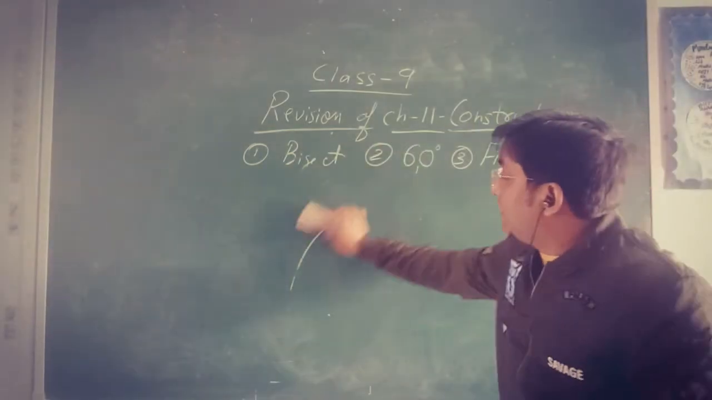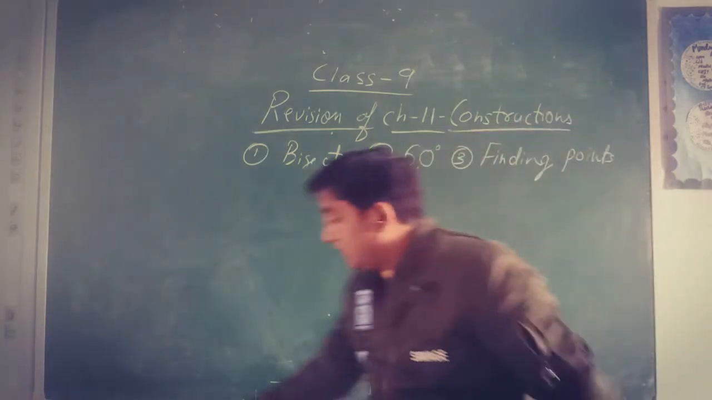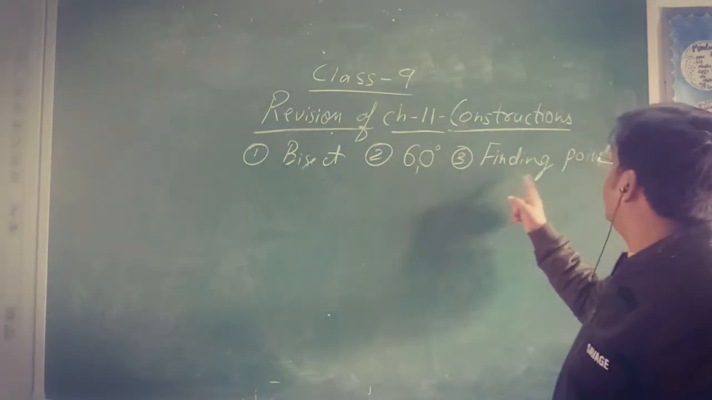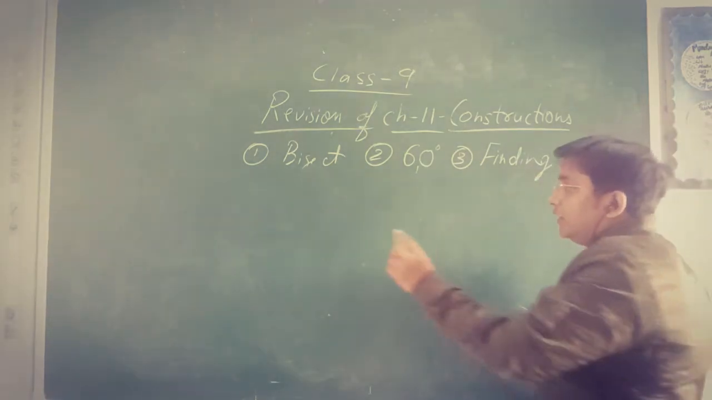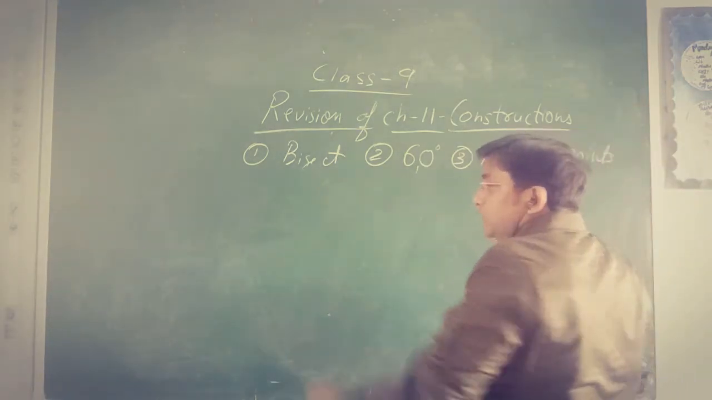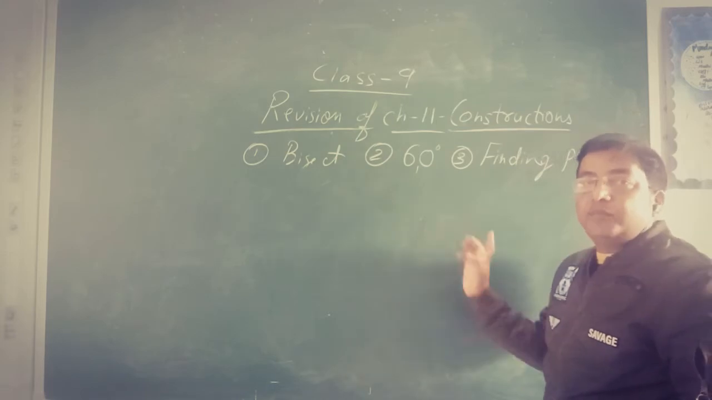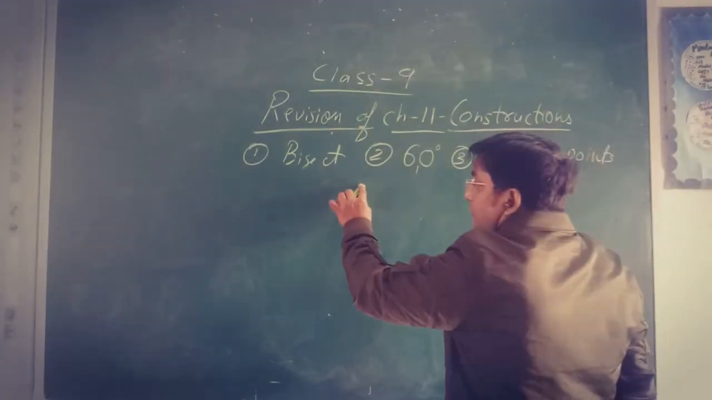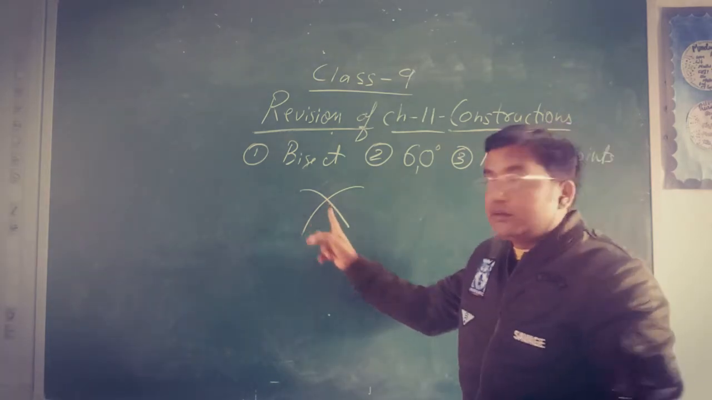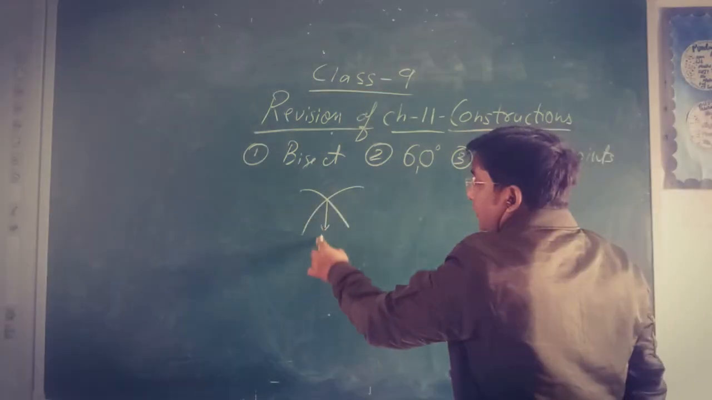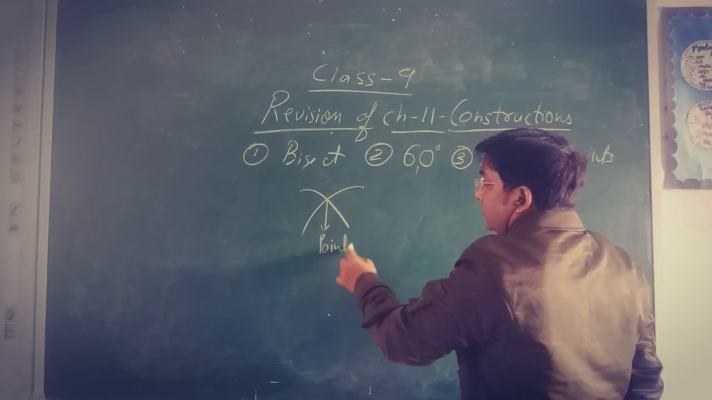Then the last thing is the finding point. For finding a point in construction, when two things intersect, then we will get a point. Suppose two are cut, then we get a point. Here we get a point. This is the point.